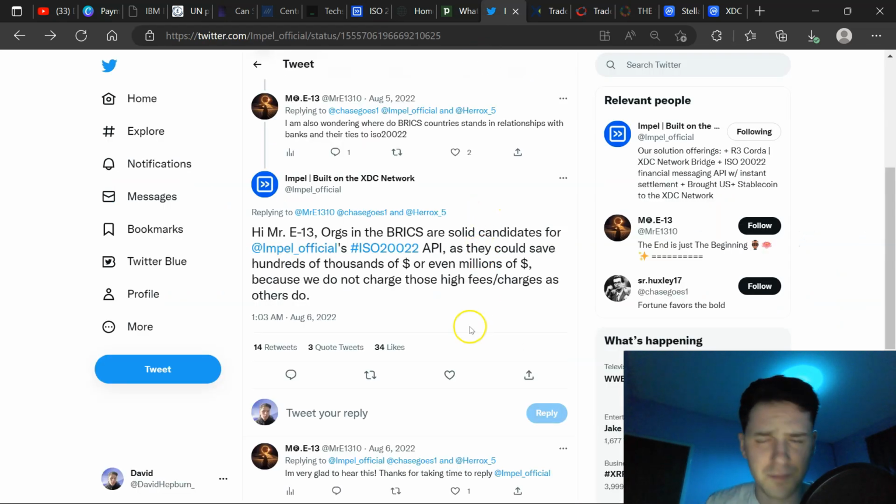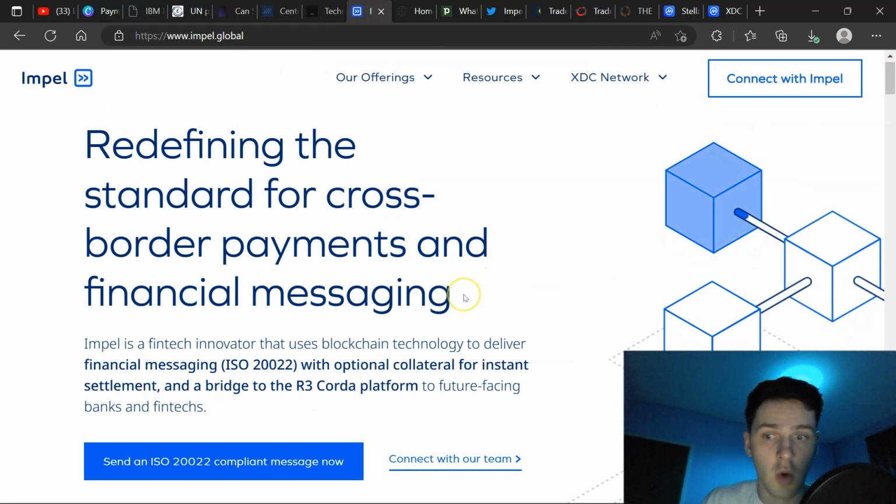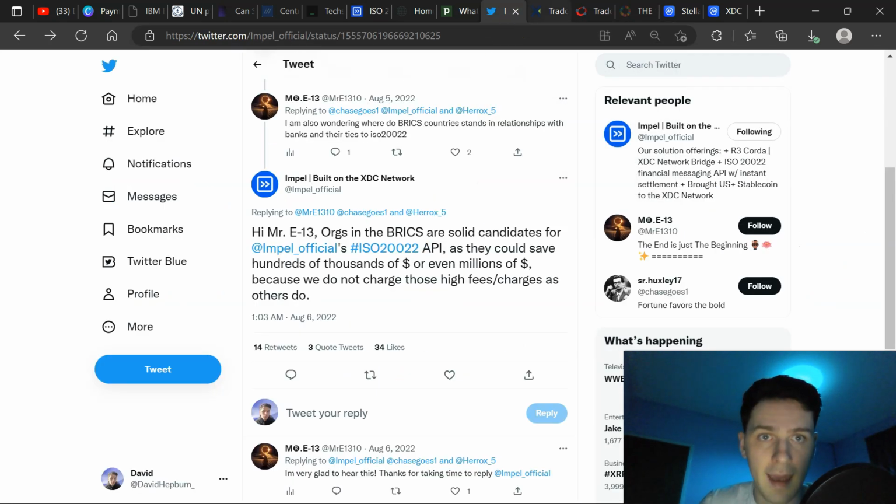Also, we can see here, in reply to a tweet, BRICS are solid candidates for Impel's ISO 20022 API, as I could save hundreds of thousands of dollars, if not millions of dollars, because we don't charge those high fees and charges as others do. It's really a waiting game. When banks and financial institutions want those quick, easy financial messages, they look towards Impel. That is really when things are going to kick off for Impel and XDC, as it is built on XDC.